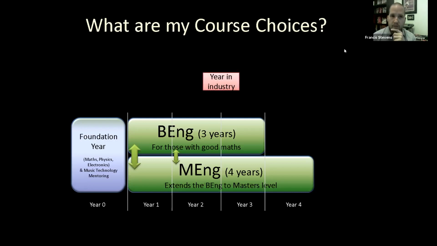A couple of other options that are worth pointing out: there is a possibility to do a year in industry. So this would typically be before the final year of your degree, and we always have students every year that go off and do years in industry with various audio companies and non-audio companies as well. So that would typically, if you're doing the BEng, be between second and third year, or for the MEng, between third and fourth year. Okay, so that covers, I think, all of our undergraduate options in terms of music technology.